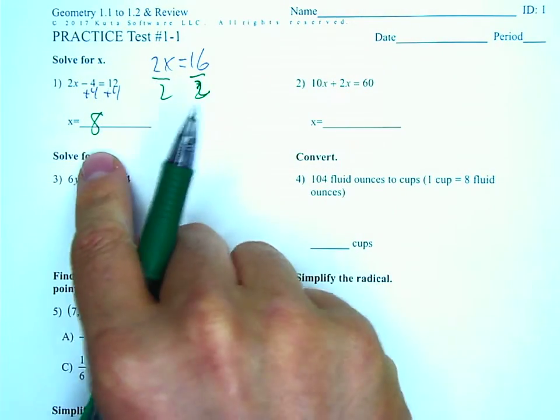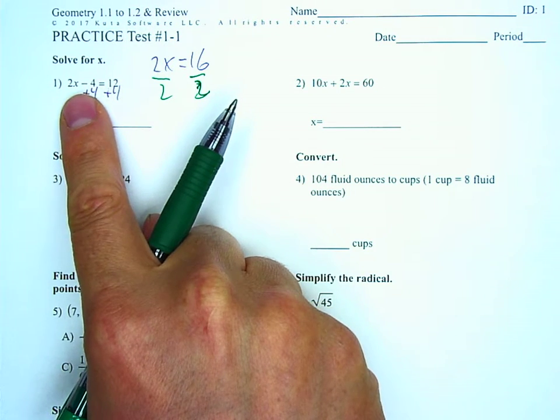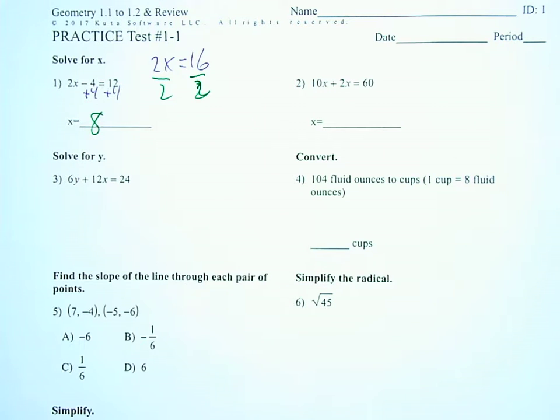You can verify your answer very easily by substituting the answer back in for x. So 8 times 2 is 16. And then 16 minus 4 is in fact 12.